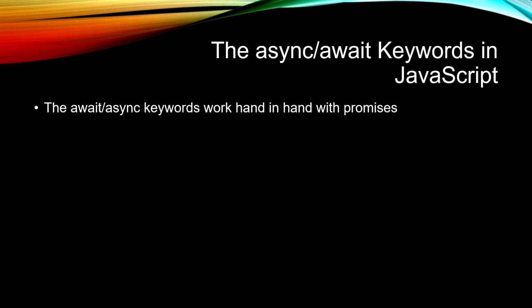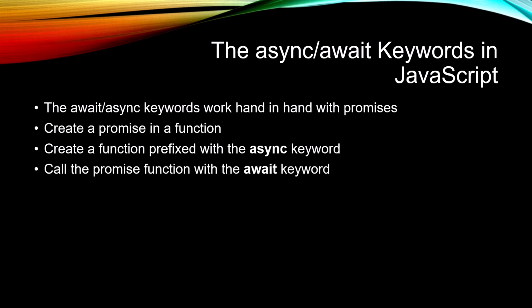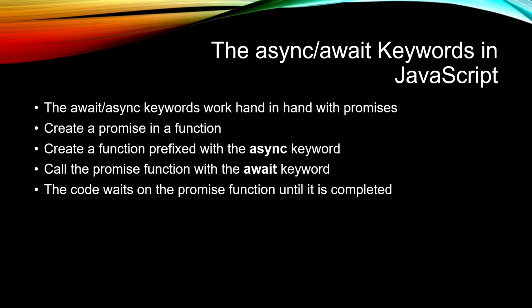The async and await keywords work hand in hand with promises. You create a promise in a function. You then create a function prefixed with the async keyword, and you call that promise function with the await keyword in front of it. So the code waits on the promise function until that promise is completed. This makes your code read very similar to synchronous code.